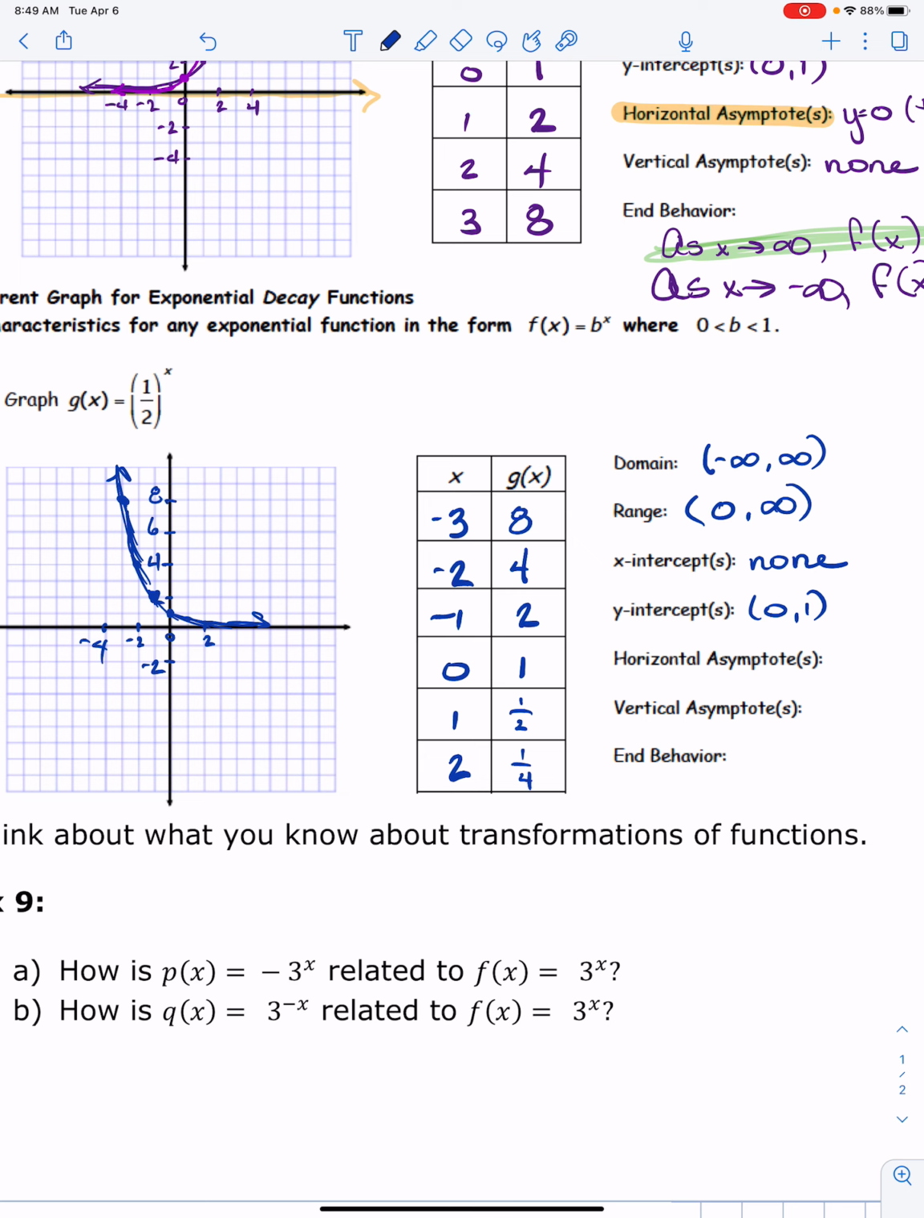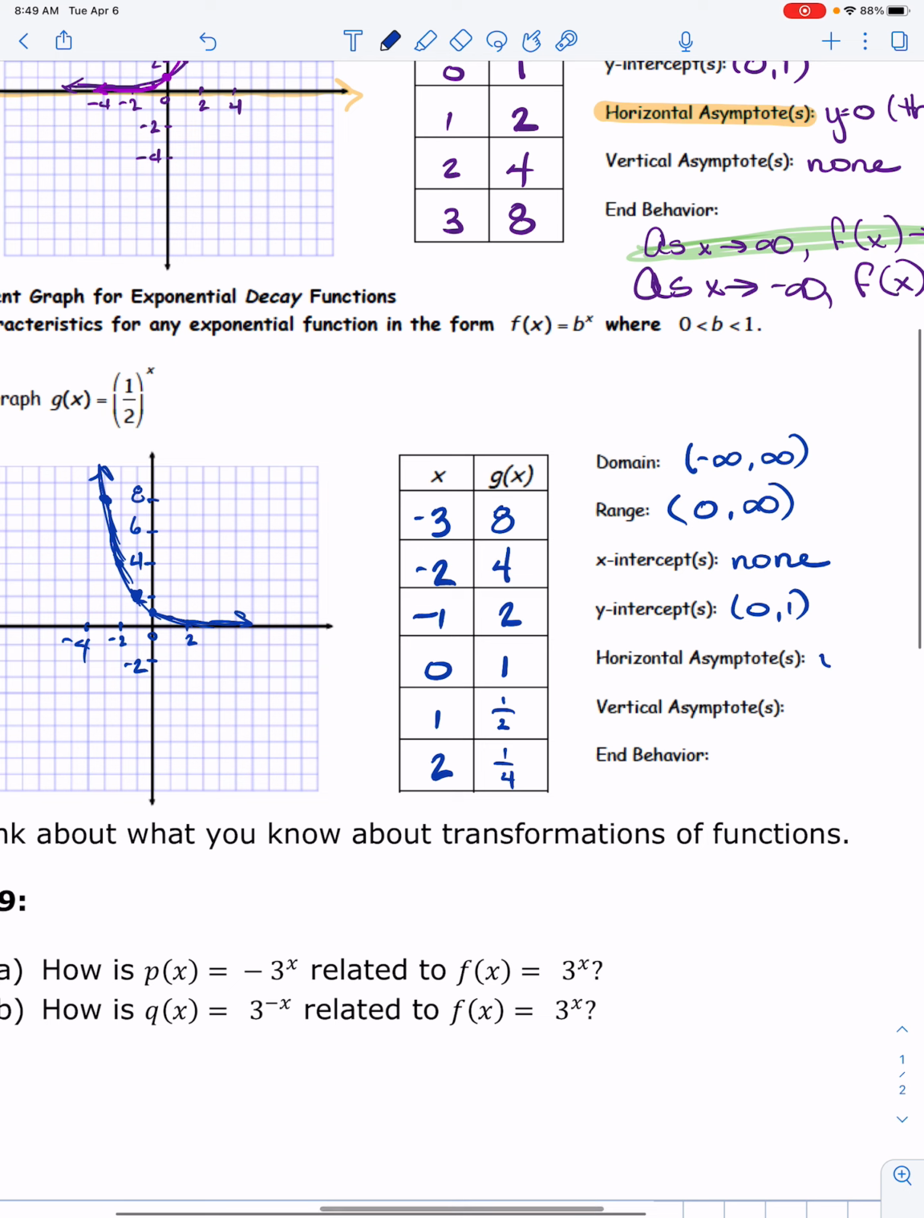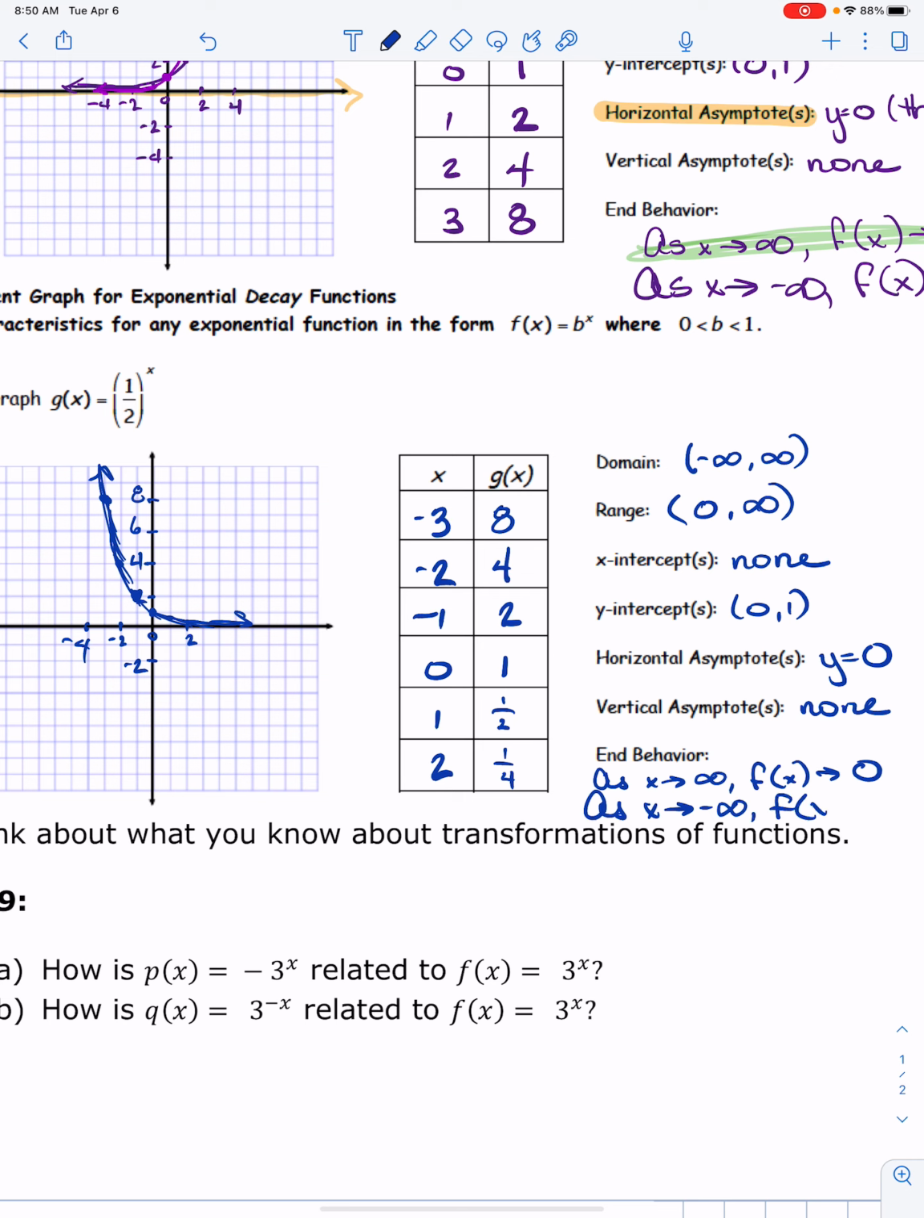Okay. So our horizontal asymptote, same place, y equals 0. We have no vertical asymptotes. Our end behavior swaps. So as x approaches infinity here, our f of x approaches 0. And as x approaches -infinity, our y approaches +infinity.